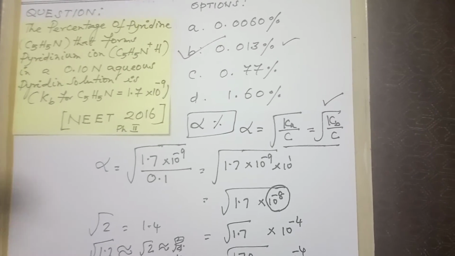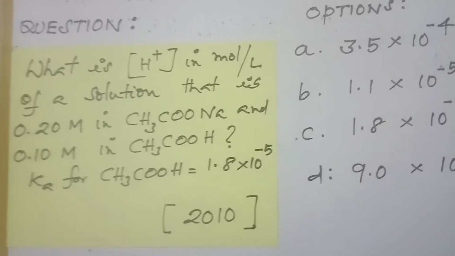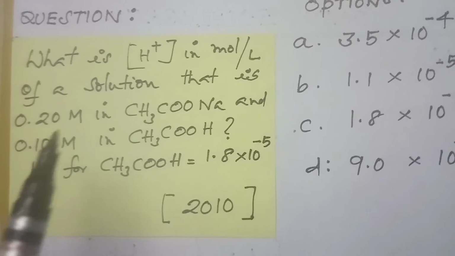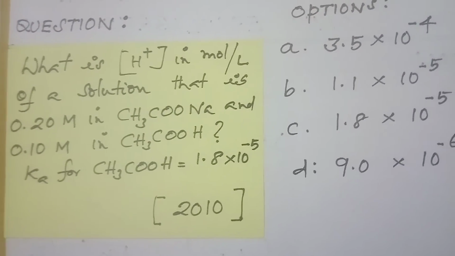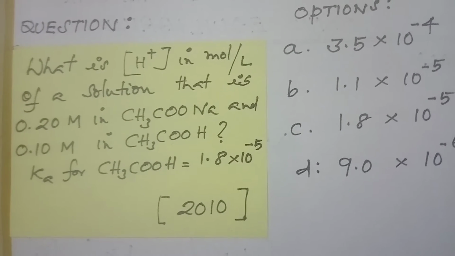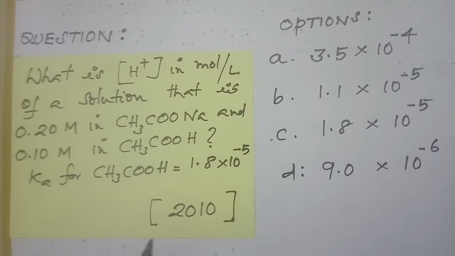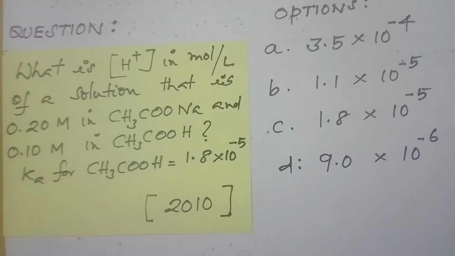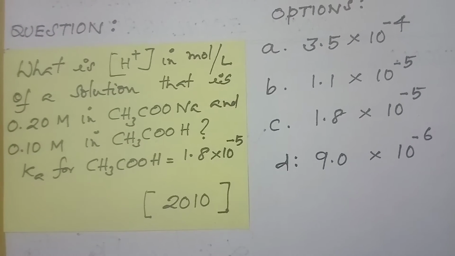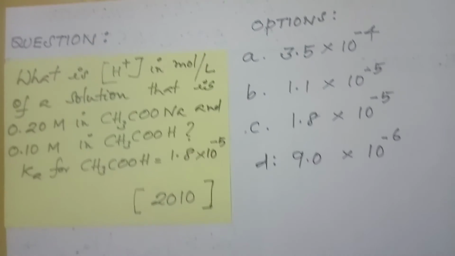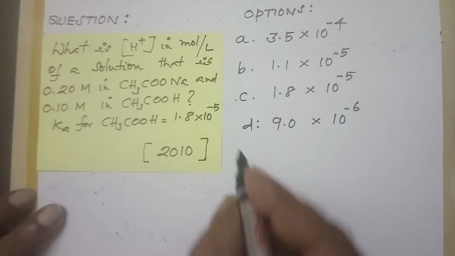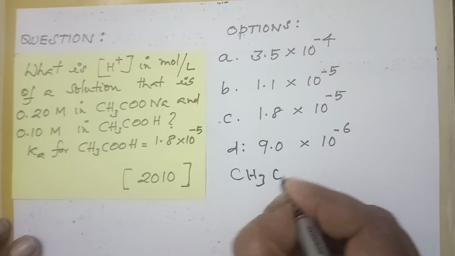Now I am going to the next question. Let us see the next question, 2010. What is the hydrogen ion concentration in mole per liter of a solution that is 0.2 M in sodium acetate and 0.1 M in acetic acid? Ka for acetic acid is given. Okay, now let me write. You are provided with two chemicals, which I am writing.